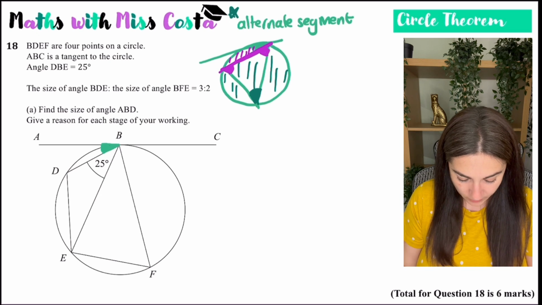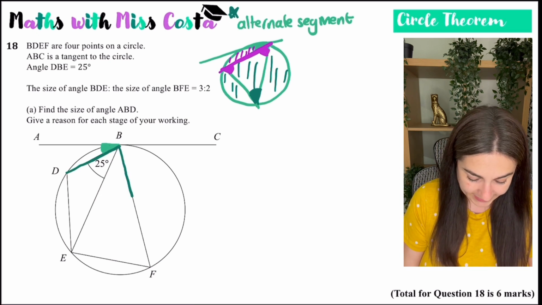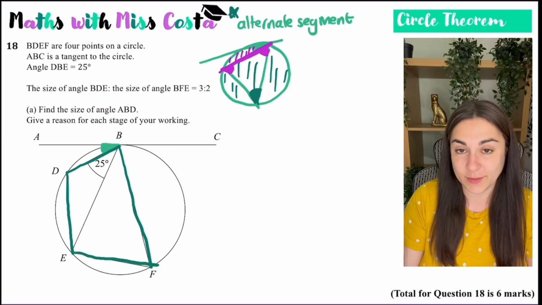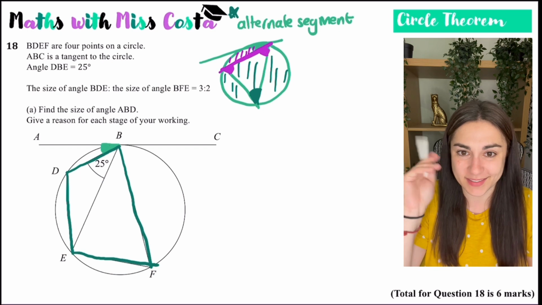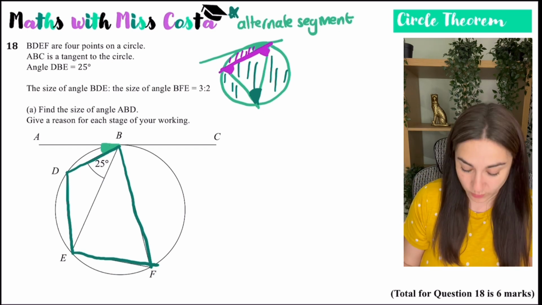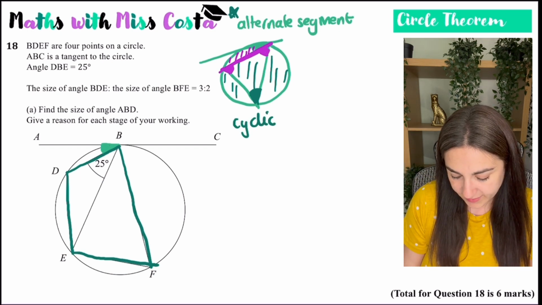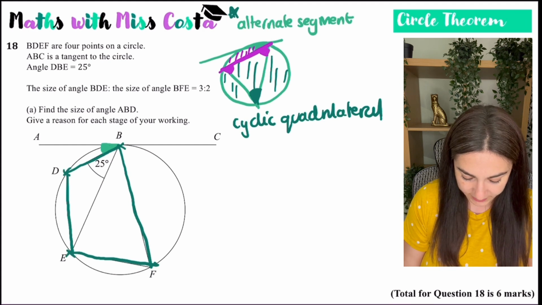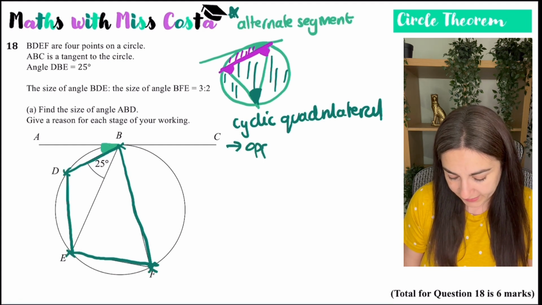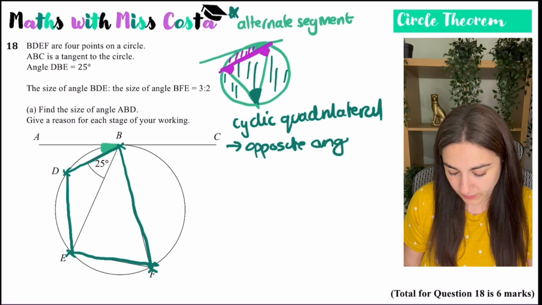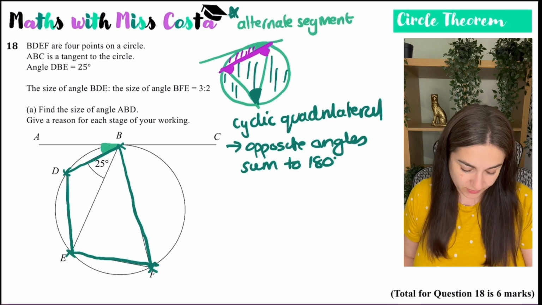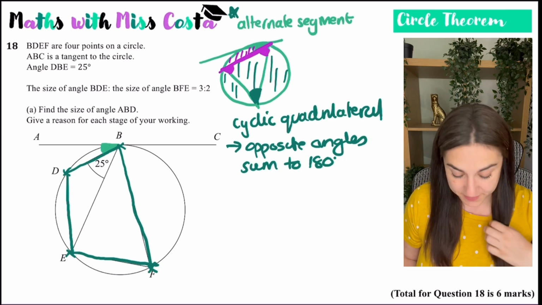And then what else? Well, sneaky. This is sometimes sneaky because people just find it hard to visualize, but that's why it's good to have a highlighter and literally go around and see what shapes you can make out. This is a cyclic quadrilateral. In a cyclic quadrilateral, which is when all of the vertices are touching the circumference of the circle, which this one is, opposite angles sum to 180. So these are the two circle theorems that are screaming out at me initially.